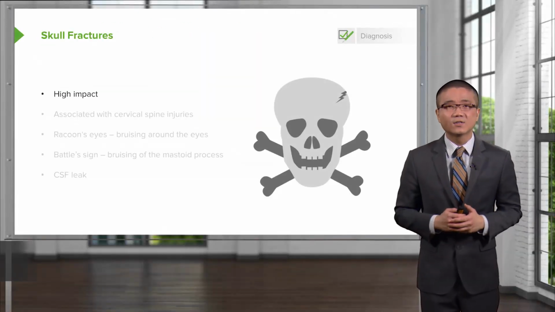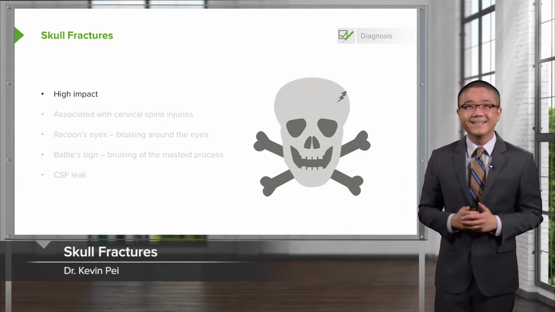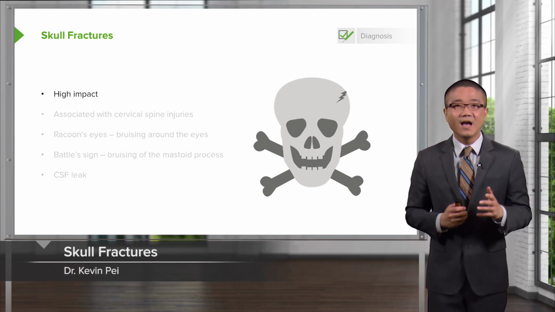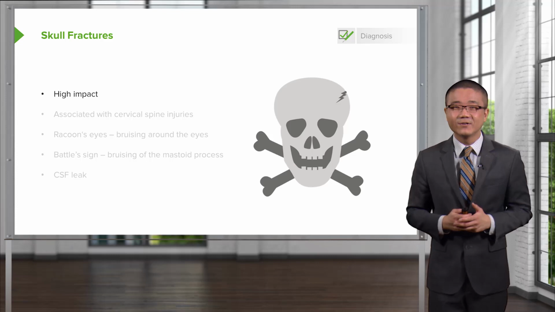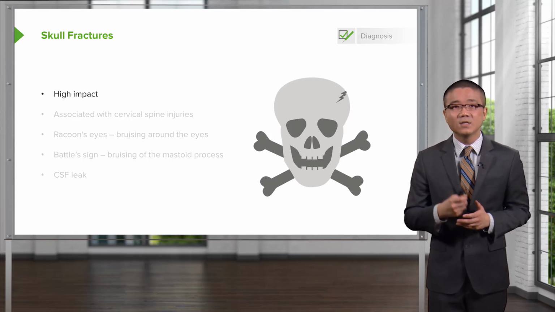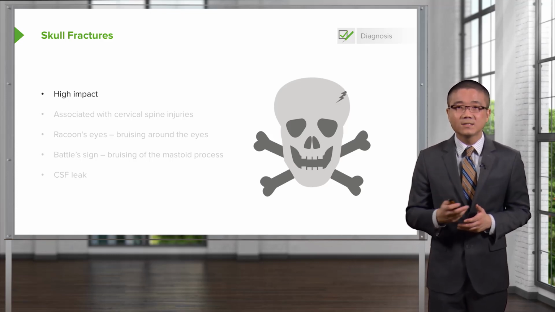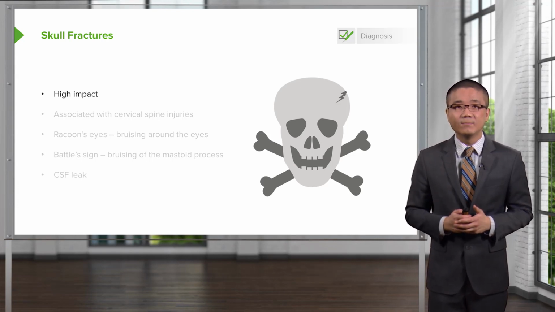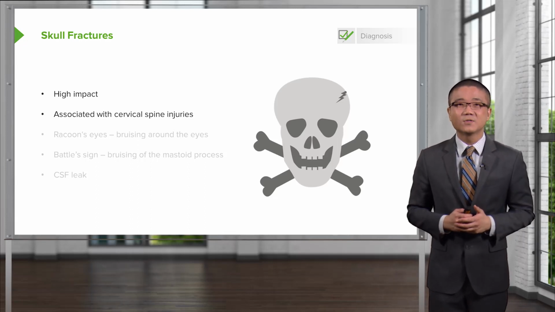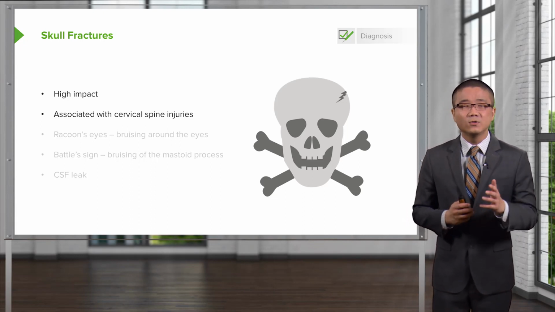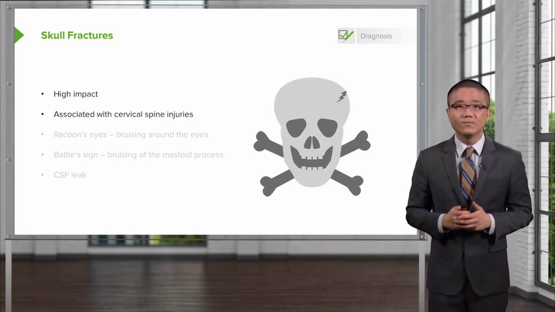Let's discuss skull fractures. Once again, skull fractures are associated with high-impact mechanisms, such as an assault with a weapon. It's a classic scenario to have a patient undergo assault with a bat or a metal instrument, a direct blow to the head. Remember that skull fractures are often associated with cervical spine injuries. This is likely due to the high-impact injury.